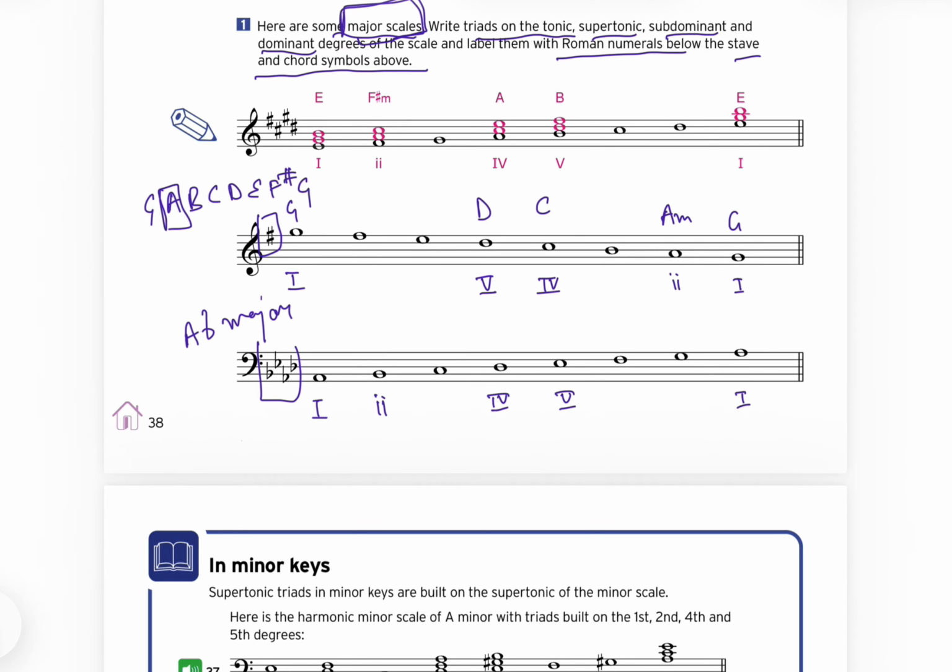Now we write on the top. This is A flat major, so it will be A flat. This will be B flat minor. Then this is D flat, then E flat, and then A flat. Now, how will you get B flat minor?